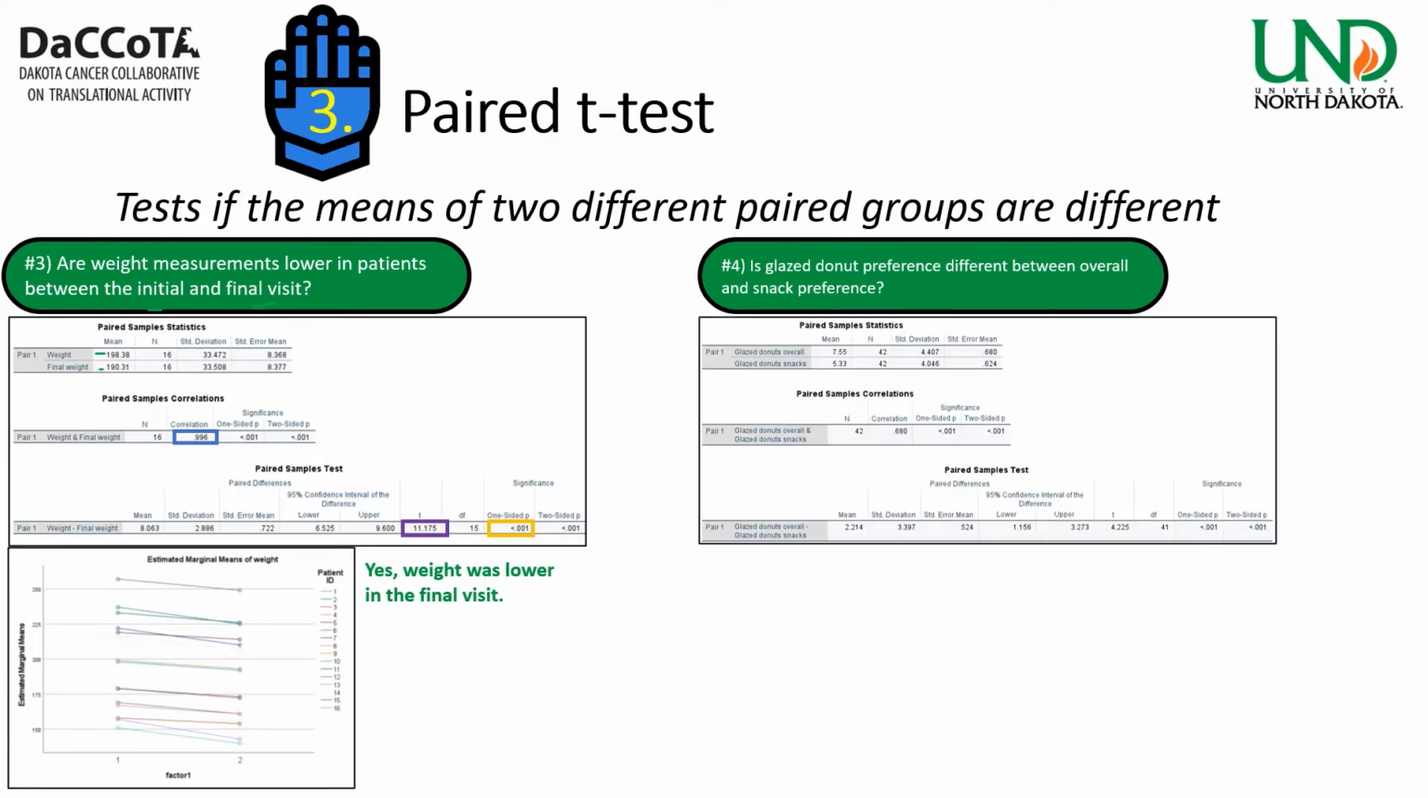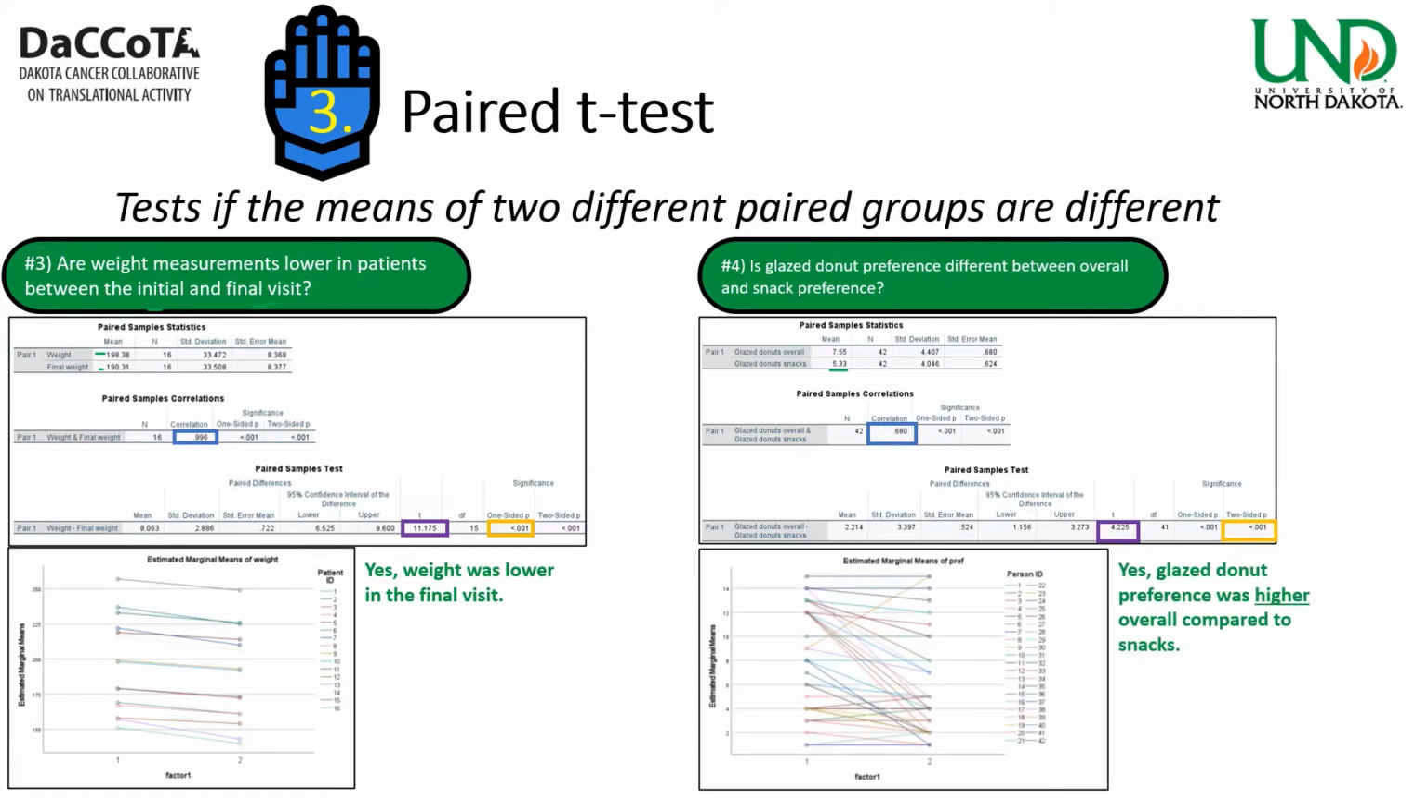So overall versus snacks, it looks like snacks is lower at 5.3, but is this fairly highly correlated? High correlation usually tends to lead to significance, but a little bit different question is being asked there, so you can't just rely on that. Anyways, t-value is 4.2. P-value is significant. Yes, glazed donut preference was higher overall compared to just a snack.